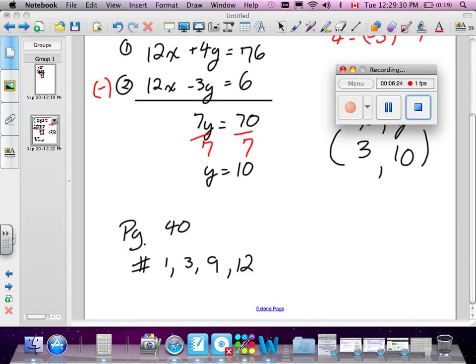So your homework, page 40, questions 1, 3, 9, and 12. Don't forget your homework from 1.3, which you're supposed to have done in class.